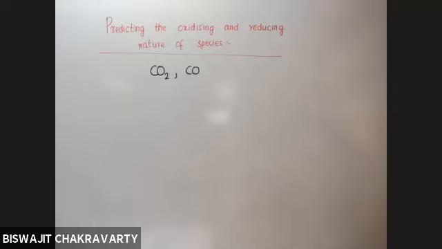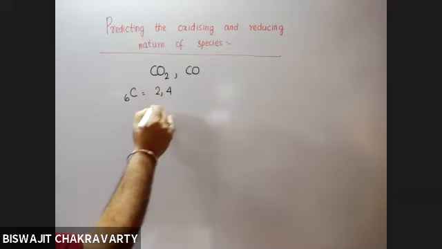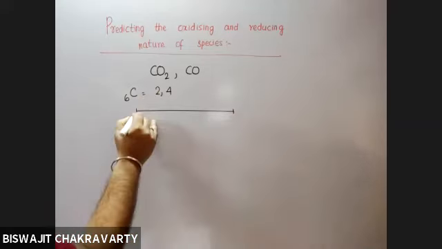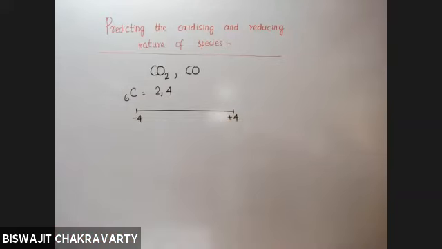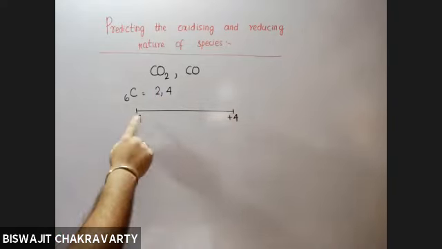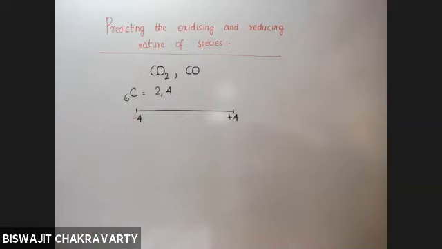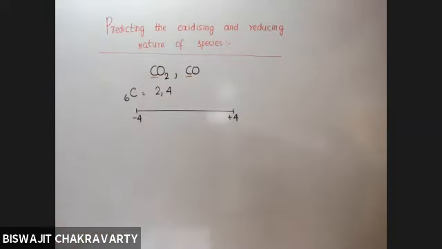Sir, -4 to +4. Carbon, atomic number 6, has configuration 2, 4. So its range will be -4 to +4, isn't it? Yes, sir. It will lose 4 electrons to become 2, and it will gain 4 electrons to become 2, 8. Now individually calculate the oxidation number of carbon in both these compounds and tell me.